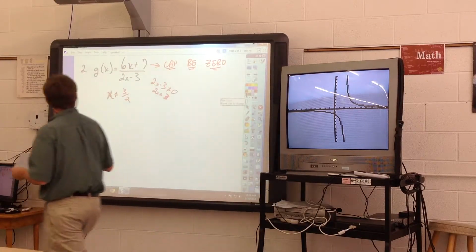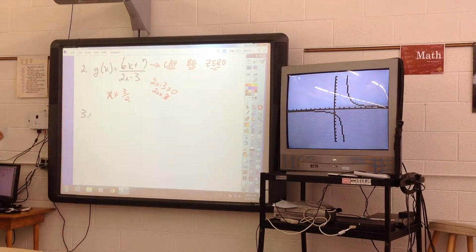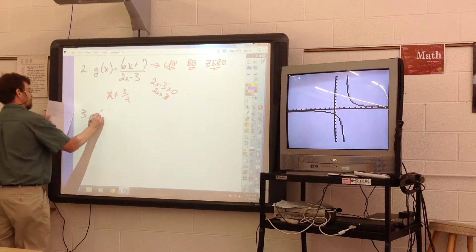They always have to. Okay, x does not equal 3 over 2. Everybody okay with that? So the moral of the story with fractions or rational expressions is you want to find the values of x for which that denominator does not equal 0. Now, let's do this one.